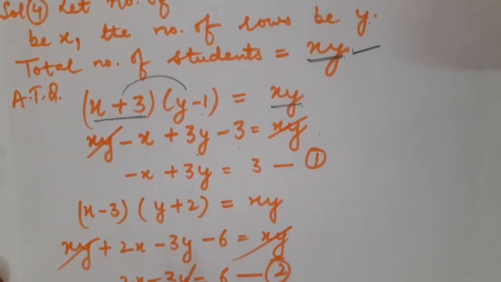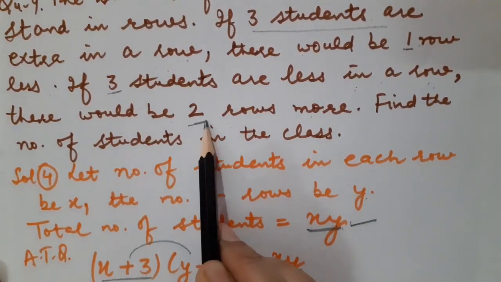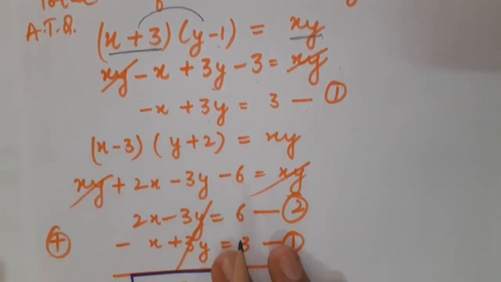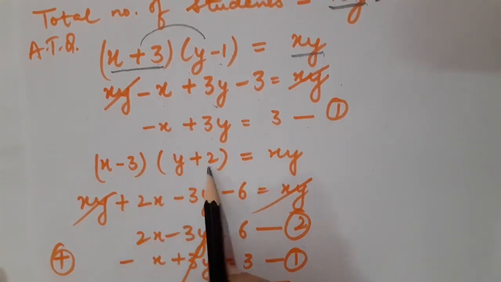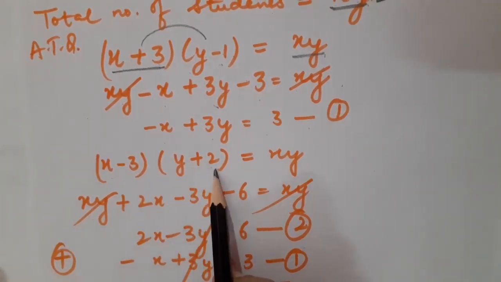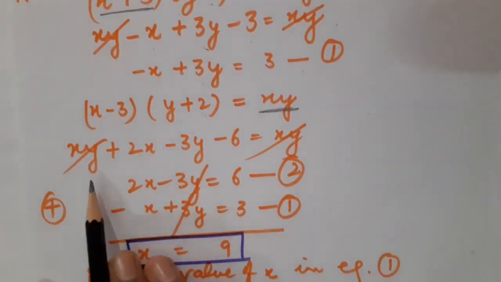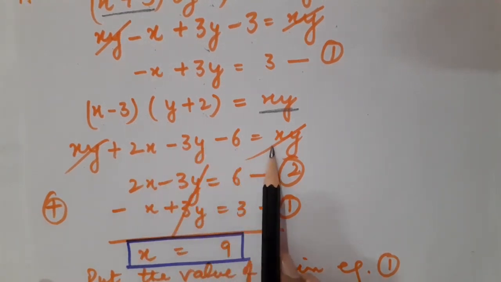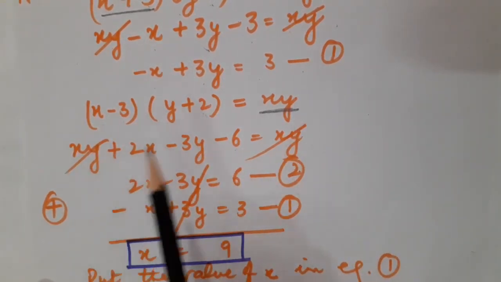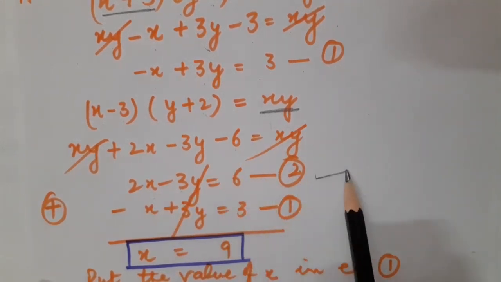Now let us discuss case number 2. In case number 2, 3 students are less and 2 rows are more. So adopt the same strategy. Now 3 students are less, x minus 3, and definitely the rows will be increased, that will be equivalent to y plus 2, but the strength would remain the same. After simplifying them, children, I have got xy plus 2x minus 3y minus 6 is equal to xy. xy cancel. So 2x minus 3y is equal to 6. This is equation number 2.